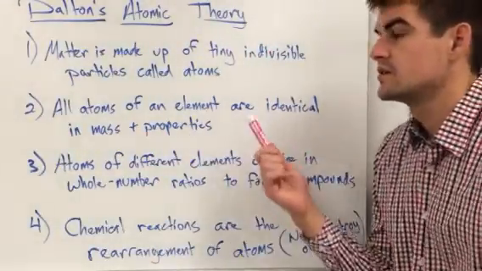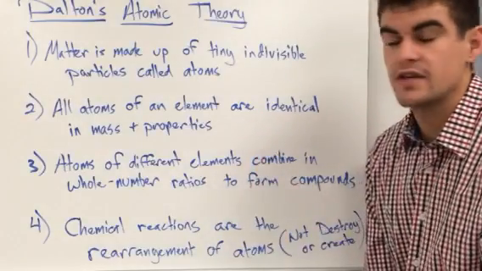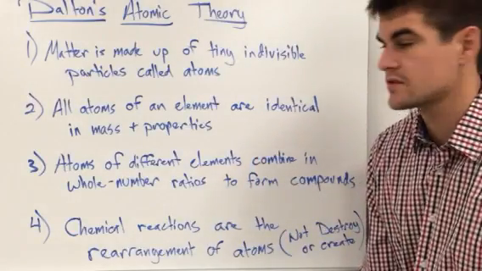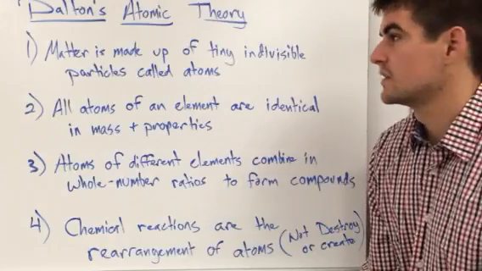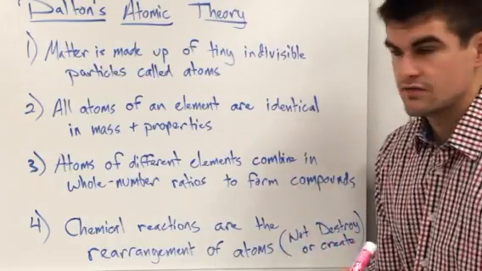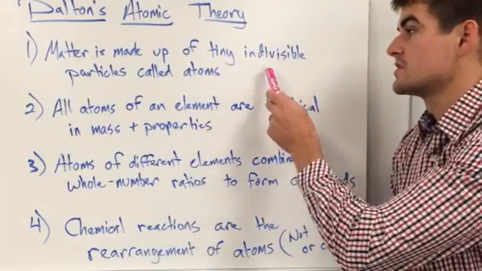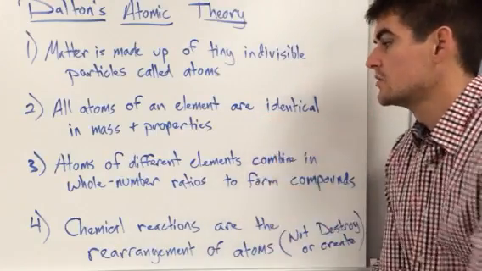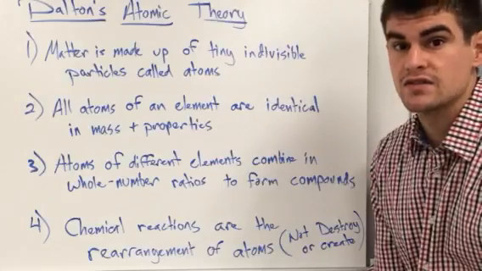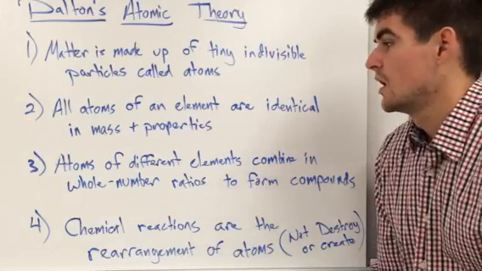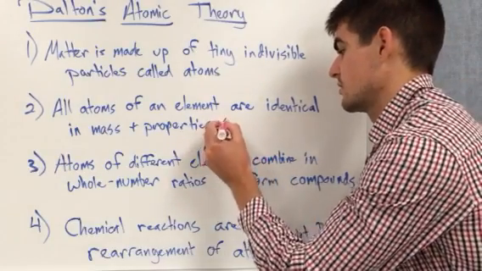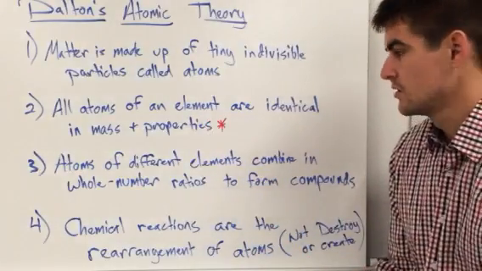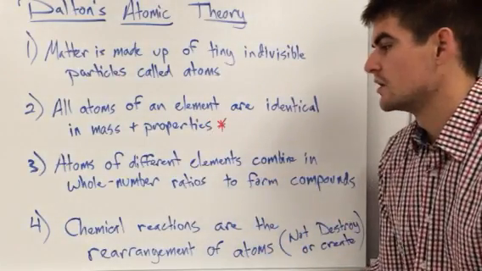And his theory, depending on what book or what text you look at, has 4 or 5 parts. They all mean the same. Some people condense them. The one I'm going to give you has 4. So matter is made up of these tiny indivisible particles called atoms. The second one, all atoms of an element are identical in mass and properties. I'm going to put a star next to that. We will talk about that a little later on.